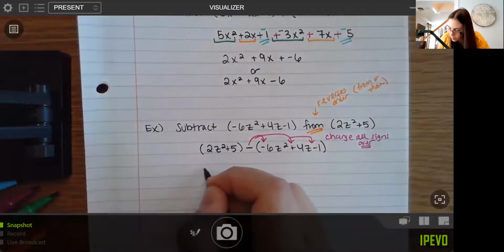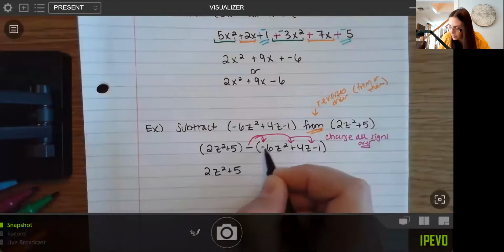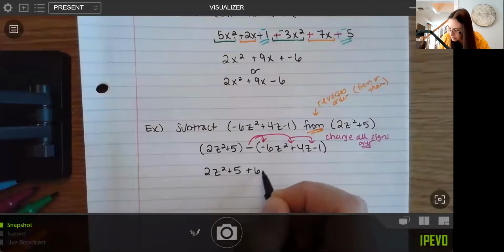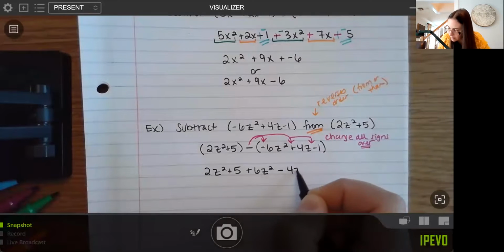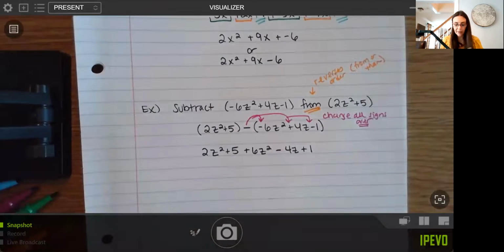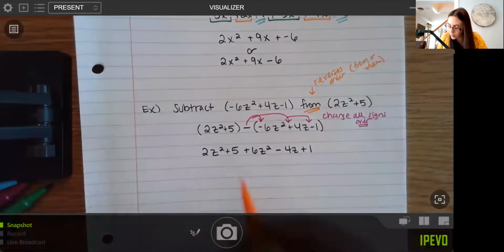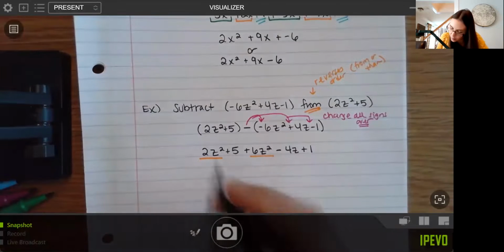So I have 2z squared plus 5. Now here, this negative is going to cancel and become a positive, so plus 6z squared. This plus sign is going to become a minus 4z, and this minus sign will become a plus 1. Now everything's changed over. I can just go in and combine like terms. So I see a 2z squared and a positive 6z squared, which would be 8.